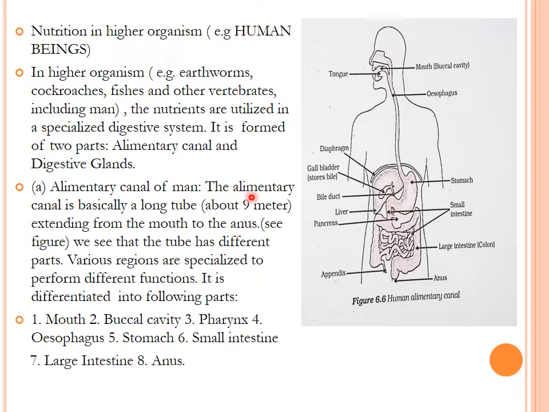Alimentary canal क्या है? It's a long tube about 9 meters which extends from the mouth and ends at the anus. Diagram में देखिए, we see that the tube has different parts. अलग अलग part हैं and different regions are very much specialized to perform different functions. The parts are like mouth, buccal cavity, pharynx, esophagus, stomach, small intestine, large intestine and anus.